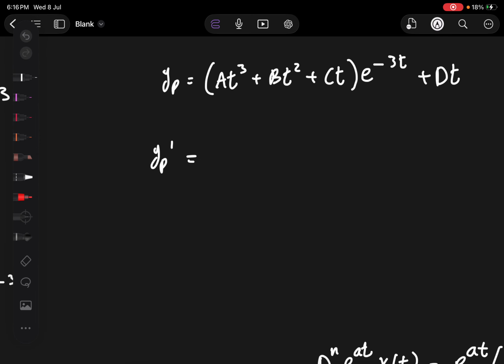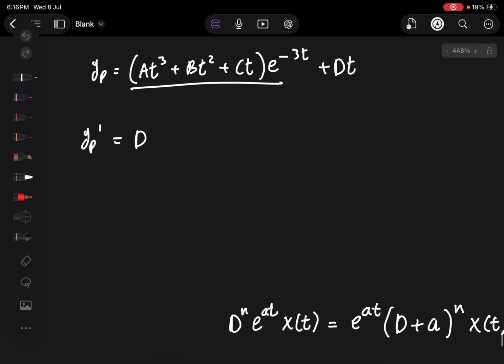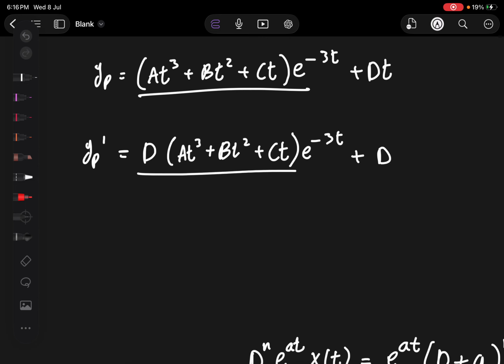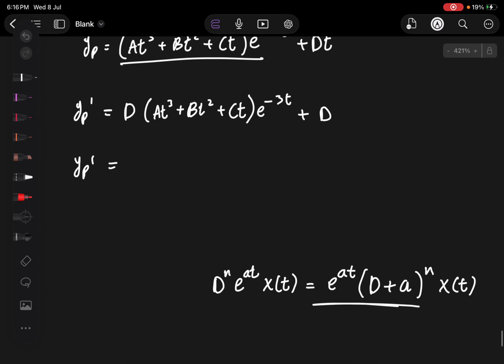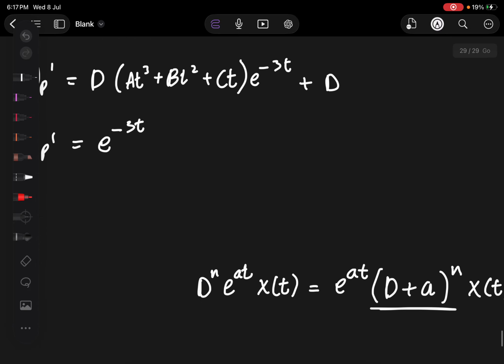So yp, the first derivative of yp is D, then you open a bracket, or without a bracket, whatever you like, at cubed plus bt squared plus ct, e to the negative 3t plus, let's derive this already, it's D, right? Next, we have to simplify this. In order to simplify it, you apply this. First, e to the at, so it's the same e to the negative 3t, then D plus a.